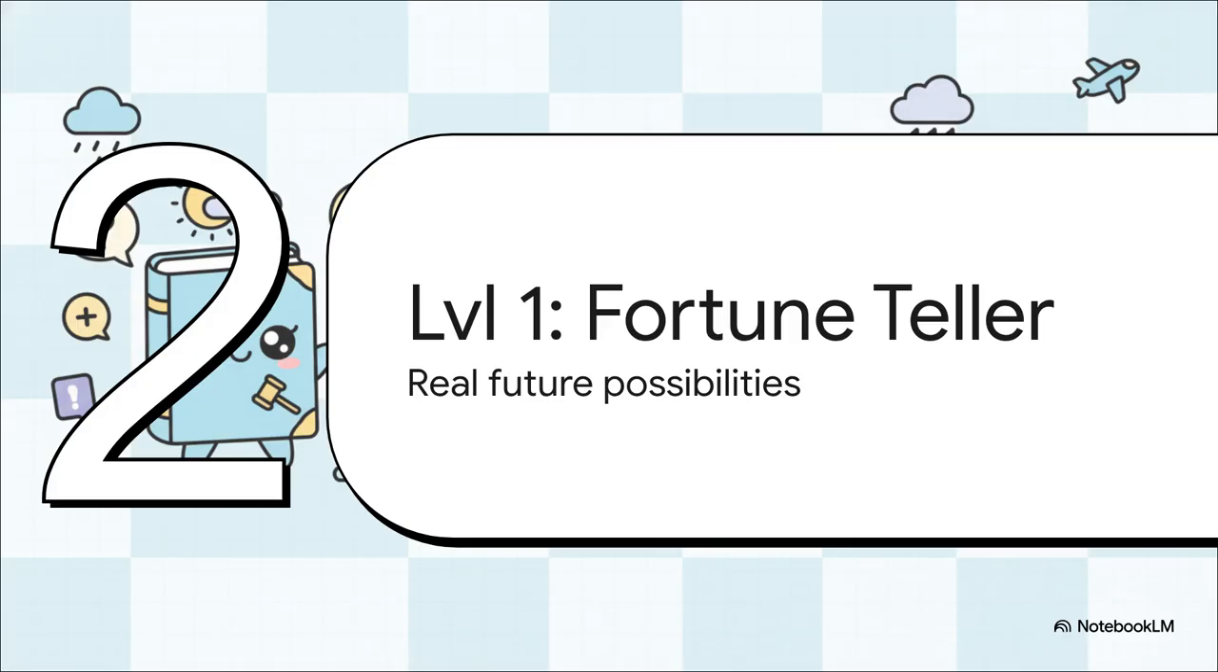Now let's level up to level 1. I call this one the fortune teller because we're not talking about facts anymore. Now we're talking about real possibilities in the future. We're making predictions. This is the first conditional.